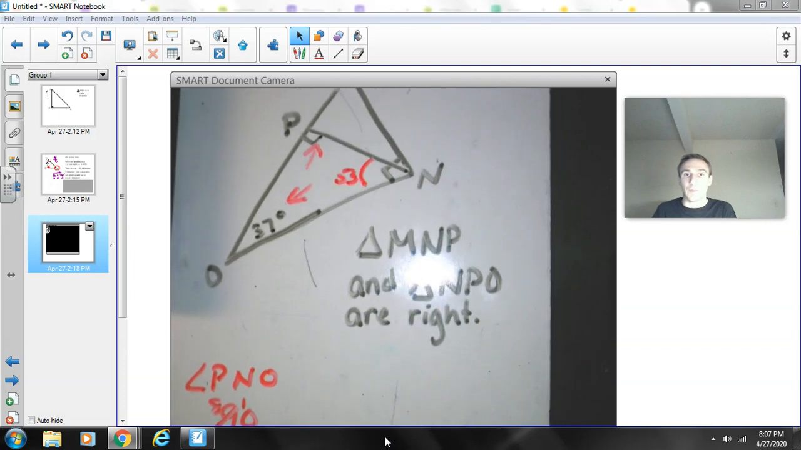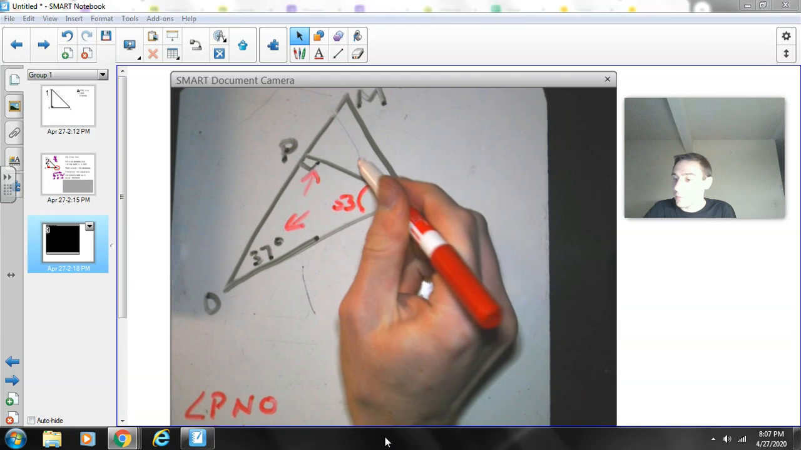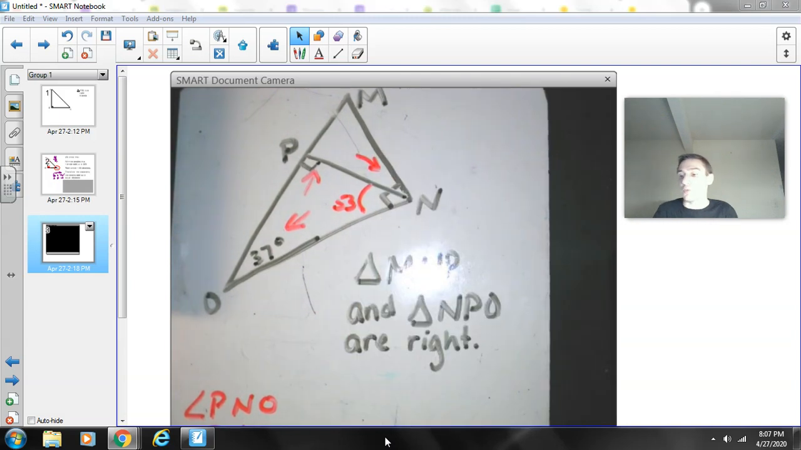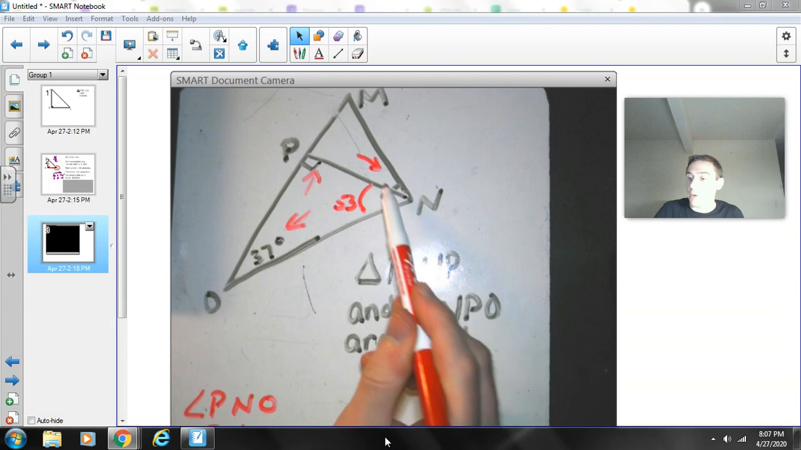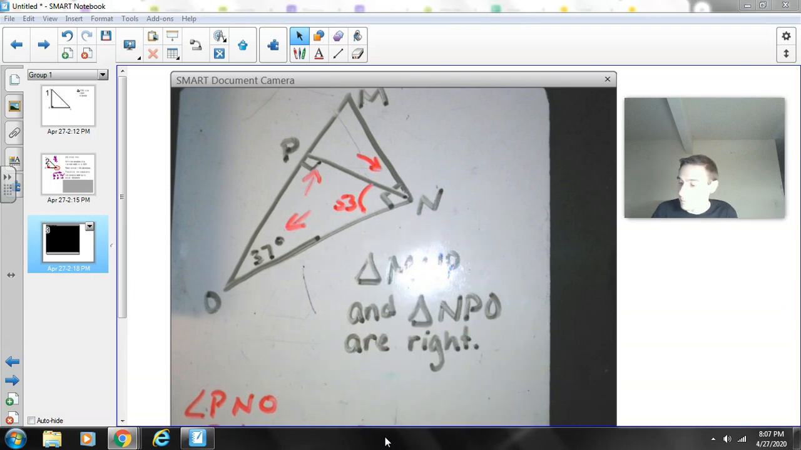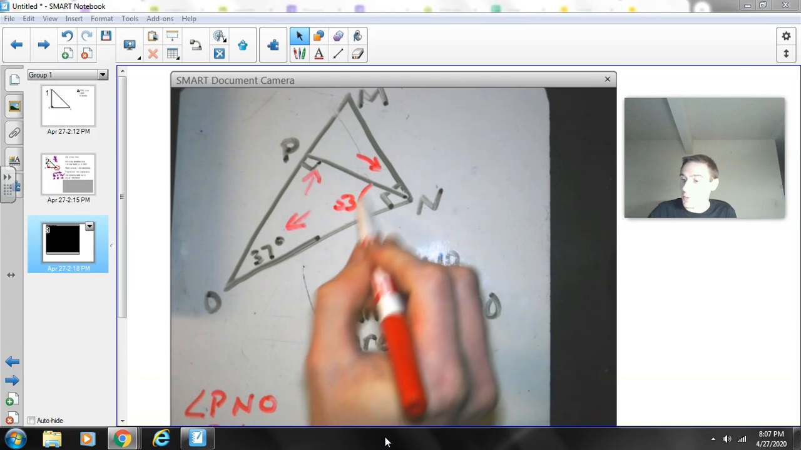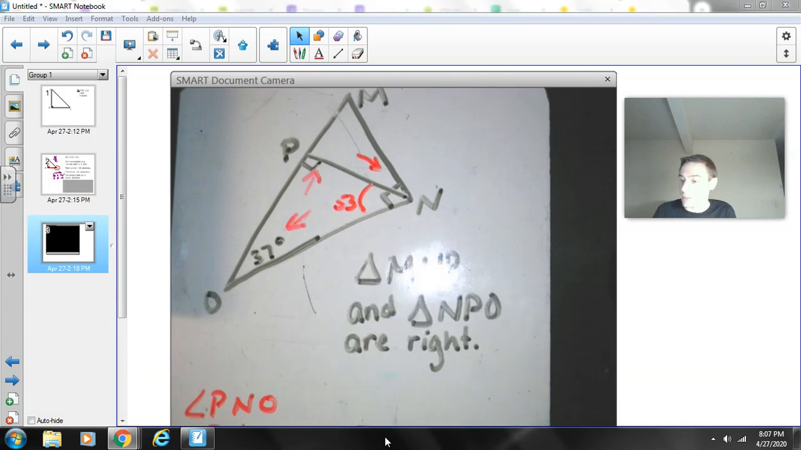Fantastic. And if I wanted to know the other side, let's just do this one for fun right now. If I wanted to know what this angle is right here, I would have to do 90 minus 53, because 53 is part of this 90-degree angle right here. And when I subtract, I get 37.